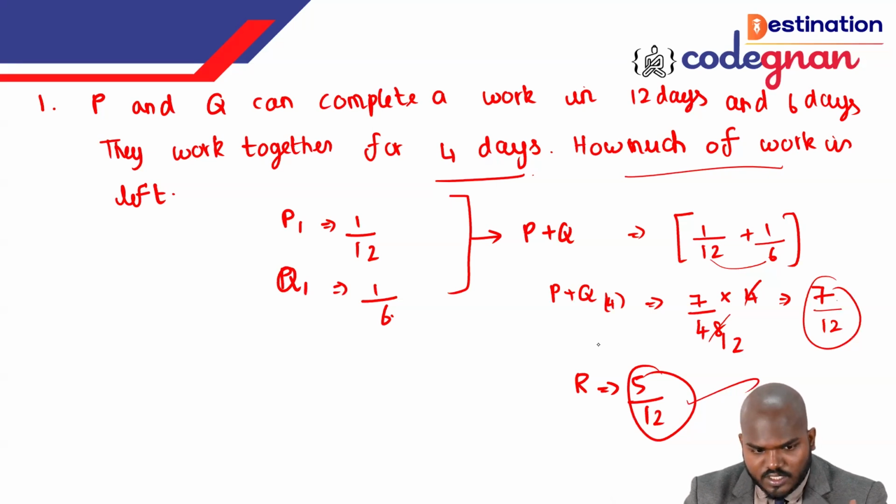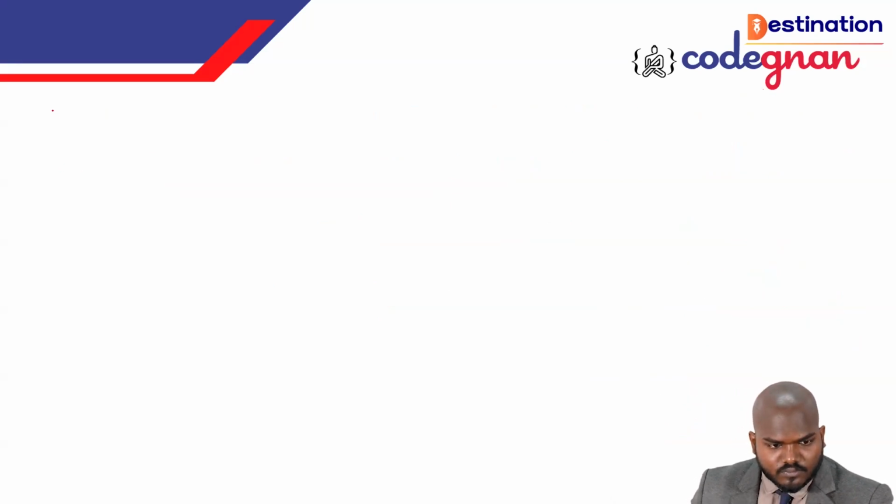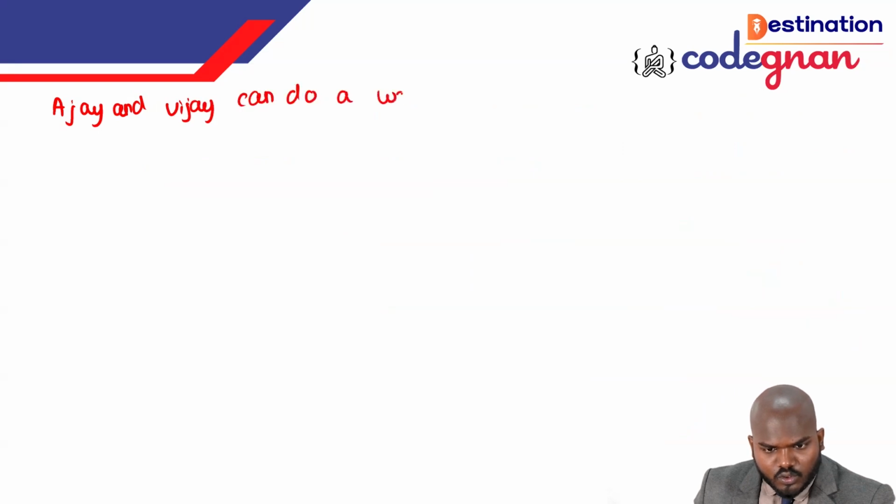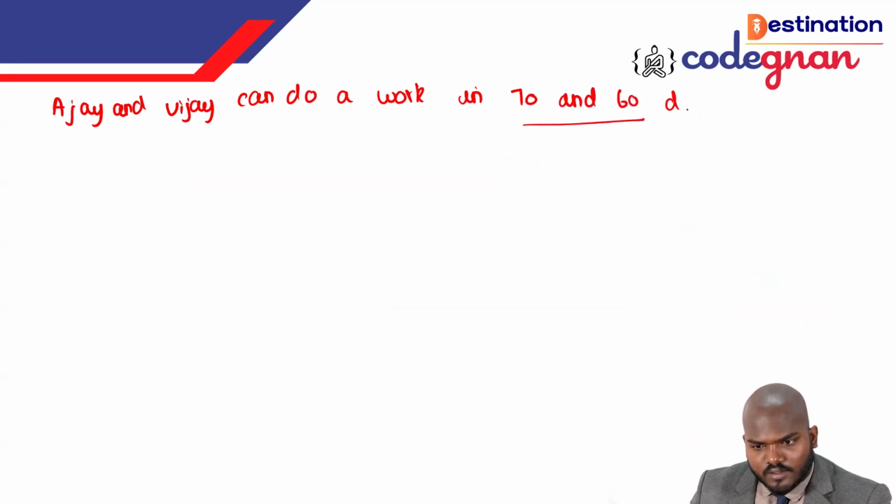I'll move to the next question. Ajay and Vijay can do a work in 70 and 60 days.